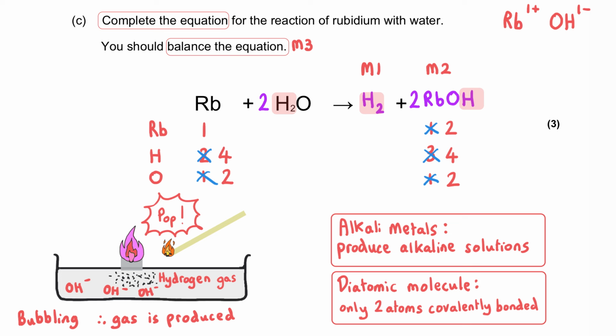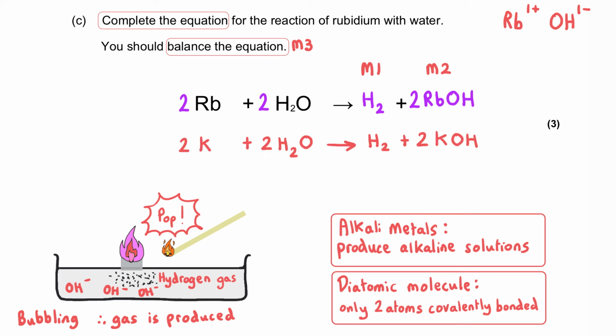But the 2 in front of the RbOH means we now have 2 atoms of rubidium on the right-hand side, but only 1 on the left-hand side. To balance this, we need to put a 2 in front of the Rb on the left-hand side, and now this is a fully balanced equation, with 2, 2, and 2 getting us that third mark out of the 3. Incidentally, this equation is the same as it would be for any of the group 1 metals. All you would do is swap out the symbol Rb and substitute in K for potassium, for instance, if it was potassium reacting with water.